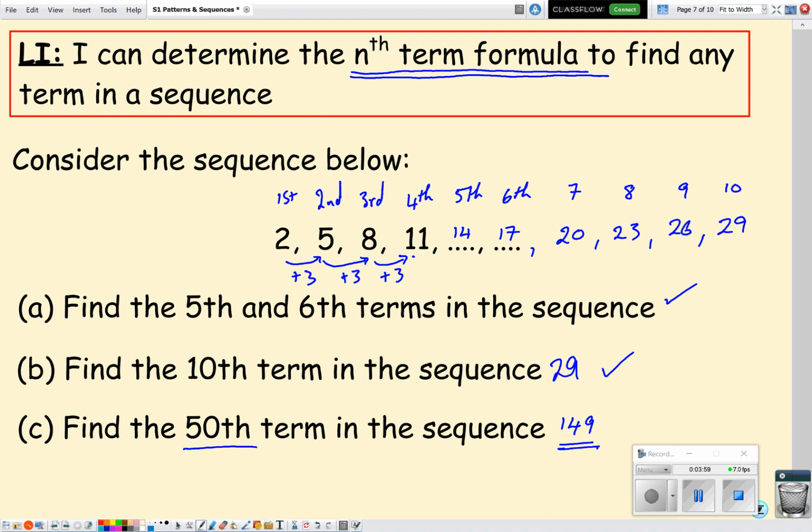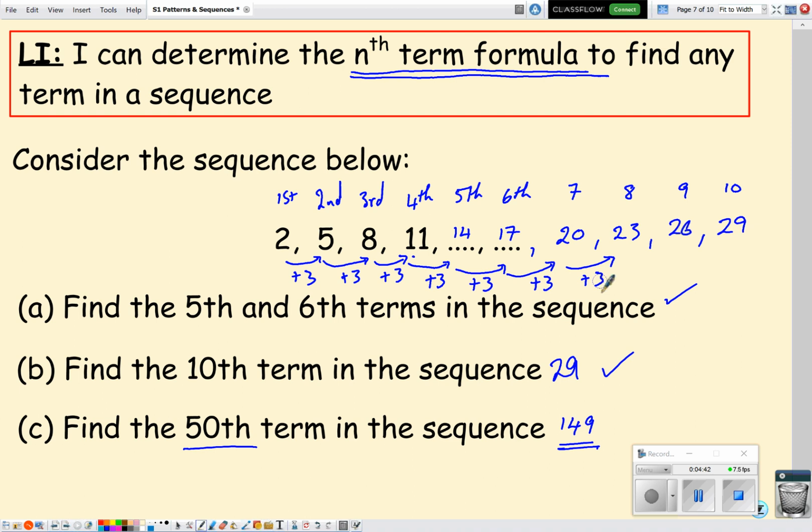work out any number in the sequence, any number at all. So to help us work out the 50th term nice and easily. The difference between the nth term formula and the next term rule, which is what you did in the last lesson, is that the next term rule gives you how to get between terms, and that only works if you know the term before it. So for instance, using my add 3 rule, I could only get the 50th term if I knew that the 49th term was 146. That's the only way that would work.